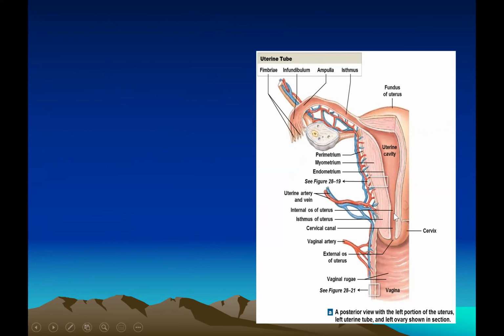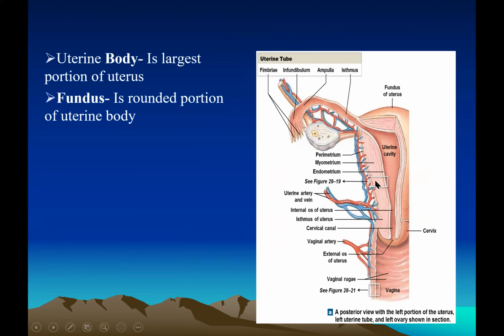This canal is the internal os of the uterus, the isthmus of the uterus. The main thing here is it is protected by 3 layers of muscle: perimetrium, myometrium, and endometrium. You can see a rich supply of blood for the muscular wall of the uterus because it has to carry the baby to term and nourish the baby. If there is no baby, then the sloughing off of the endometrium is what is called a menstrual cycle. It is again controlled by hormones.